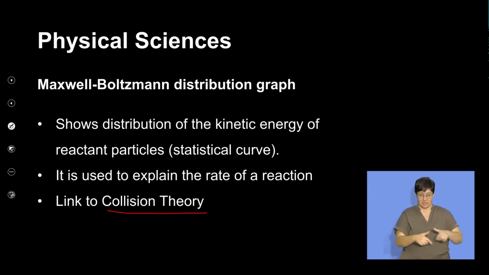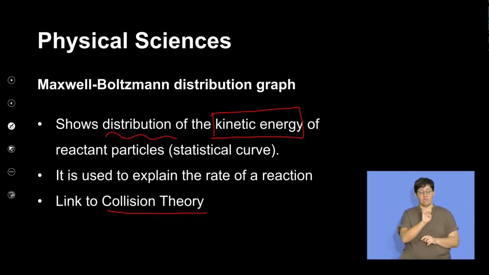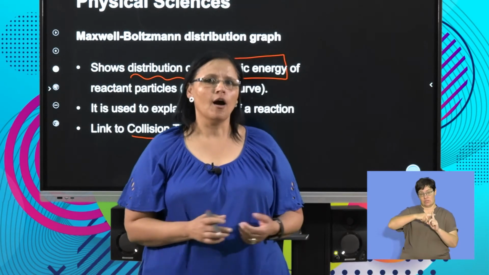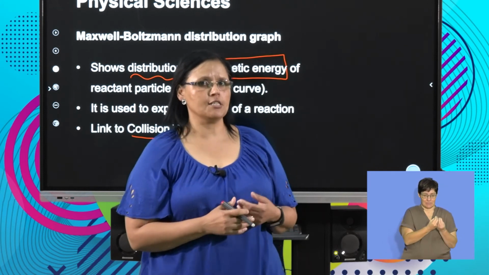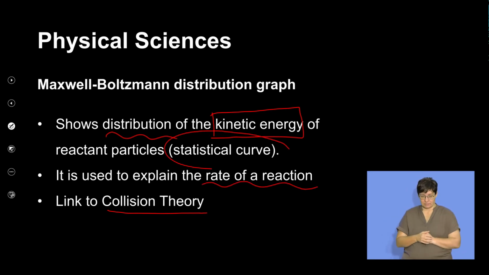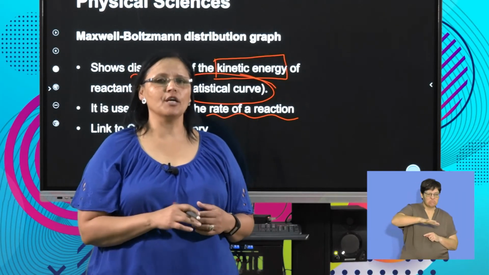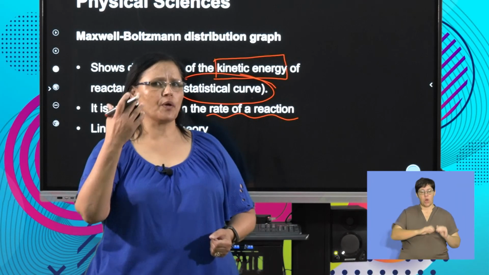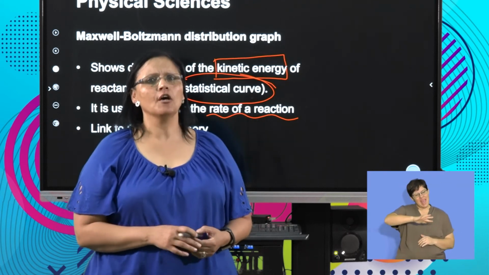Firstly, we need to understand that it shows the distribution of the kinetic energy of particles. Remember that kinetic energy is a measure of the temperature of the substance, or what the substance is while this reaction is happening. It is used to explain the rate of a reaction. Just remember, this is a statistical curve, and we can then say this is more or less how many of our particles have a low energy or a high energy, or the average energy of the curve.